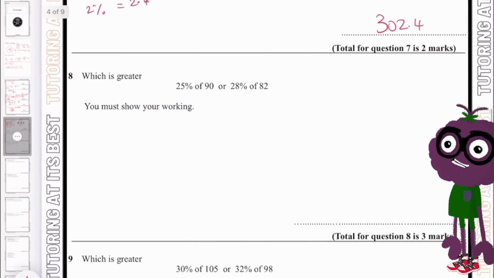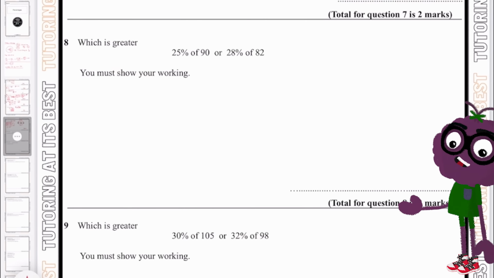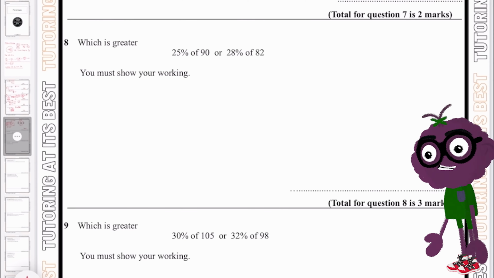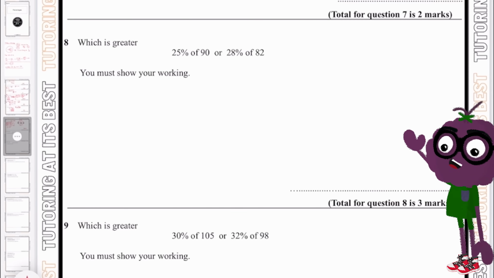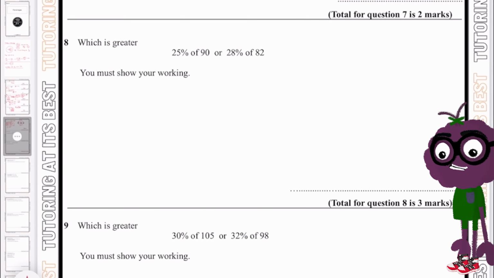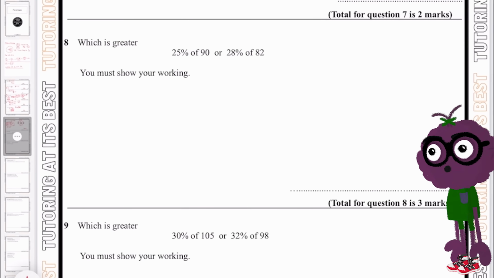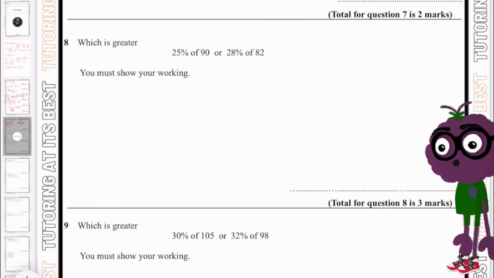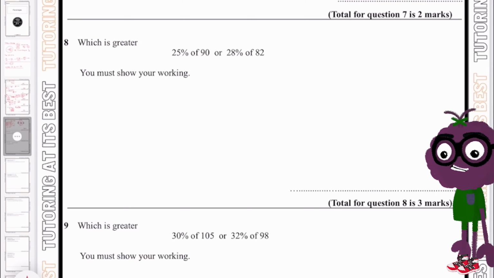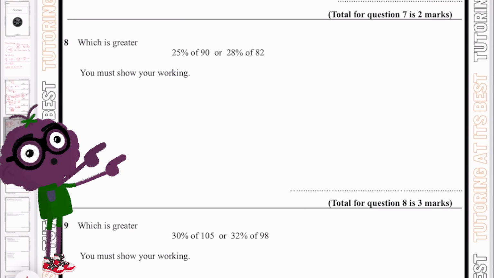Okay, let's go ahead and calculate question 8. Now, which is greater, 25% of 90 or 28% of 82? By this stage, you should now have chosen one specific method that you will be following. Don't try to do multiple methods for different questions because you will end up getting confused. So let's stick with one, and that's going to be multiplying the numbers and then dividing it by 100.